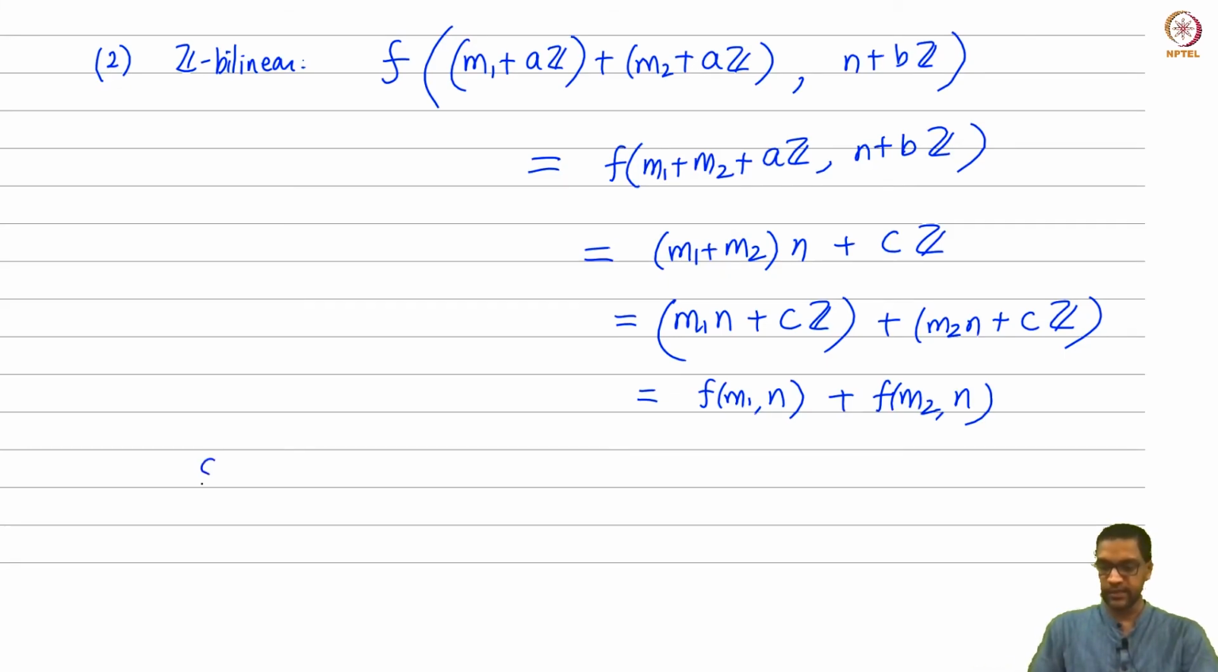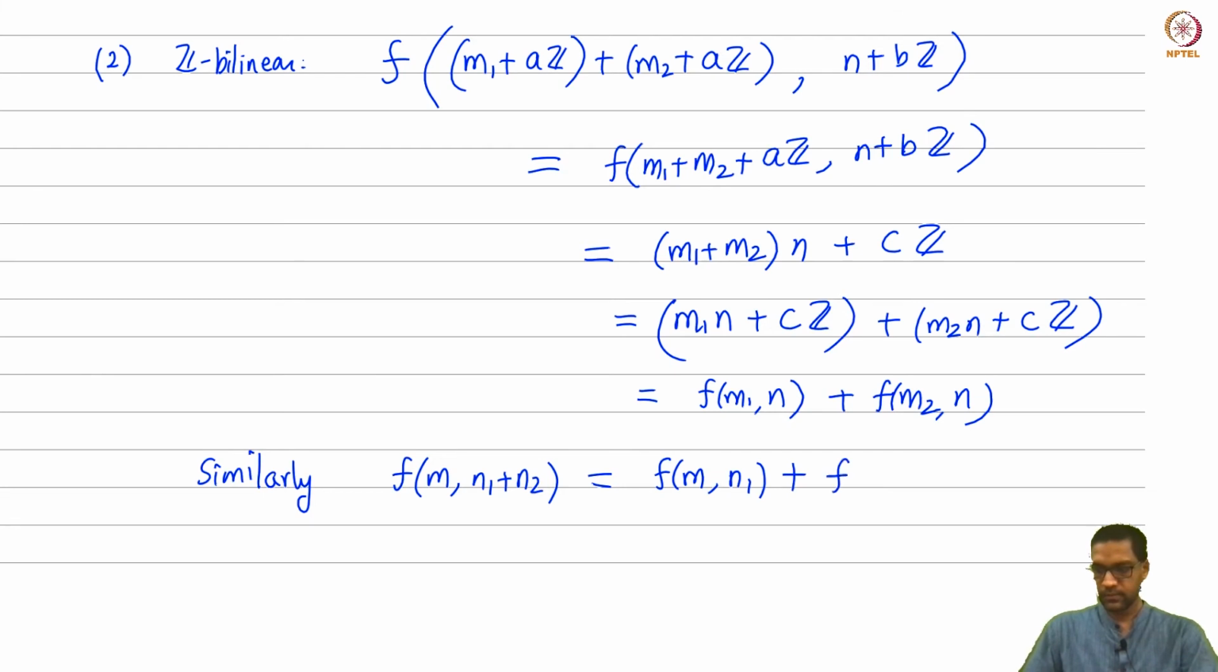Similarly, you can check the other. Similarly, check n1 plus n2 is again a sum of two things. So it's in fact a Z bilinear map. So that's the second property.